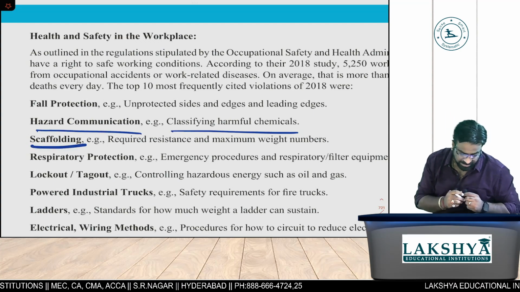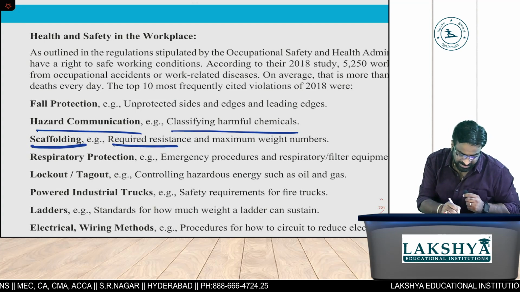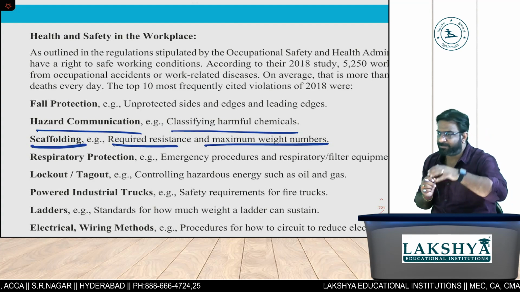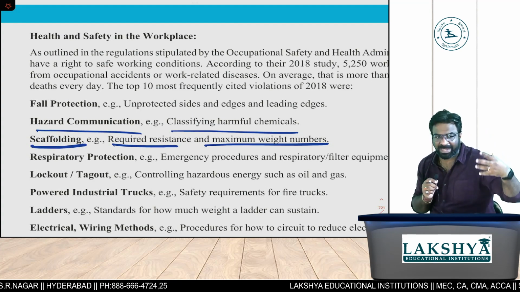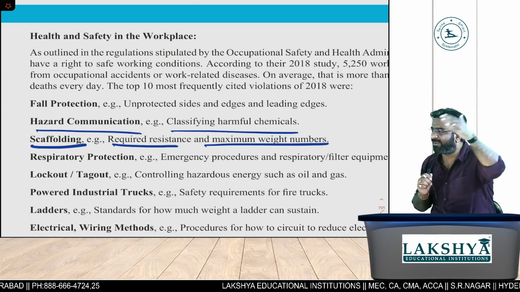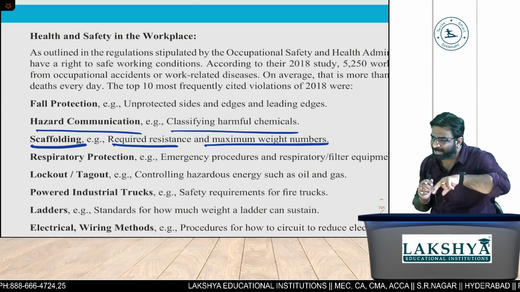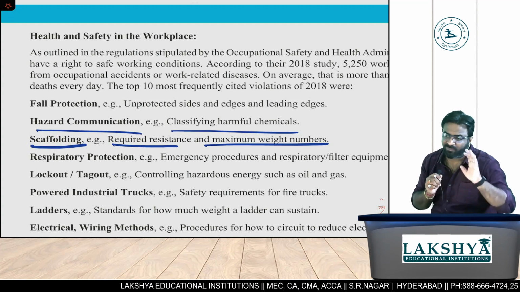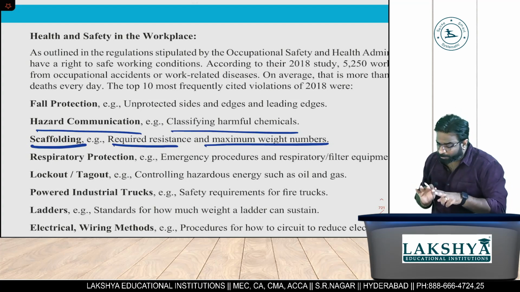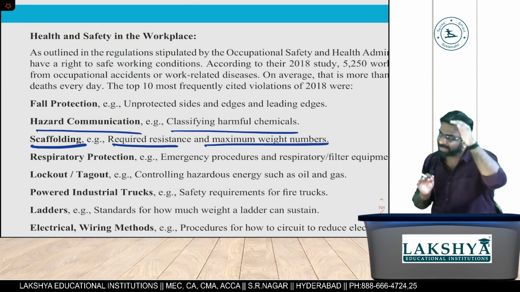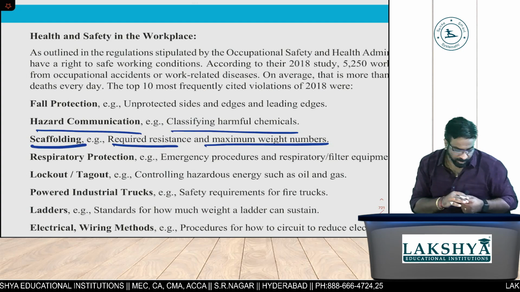What is next one? Scaffolding. Required assistance, resistance and maximum weight numbers. As you must have seen in big iron and steel industries, their machines are being installed on levels, and for that temporary stairs are made. A temporary stair cannot take more than 120 weights, so two people are not allowed to board the stair at one point of time. Otherwise the accident may happen. So we call that scaffolding.